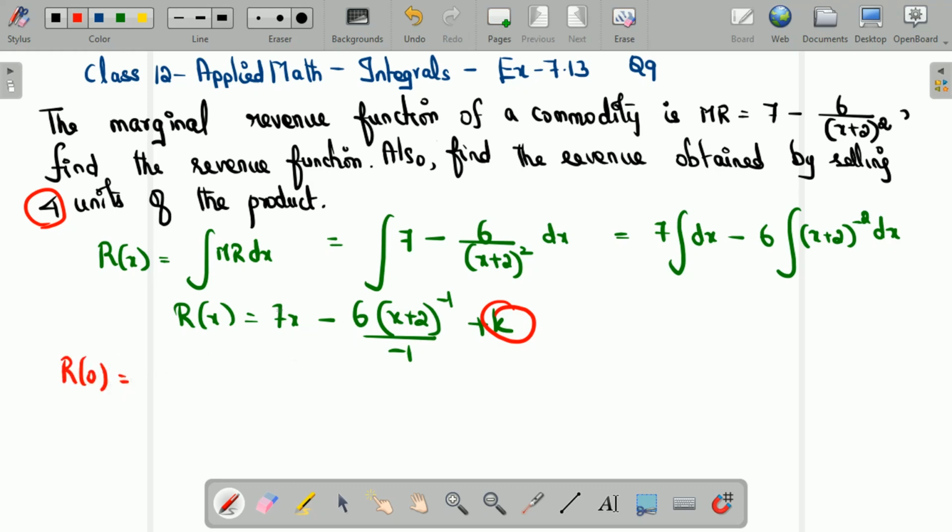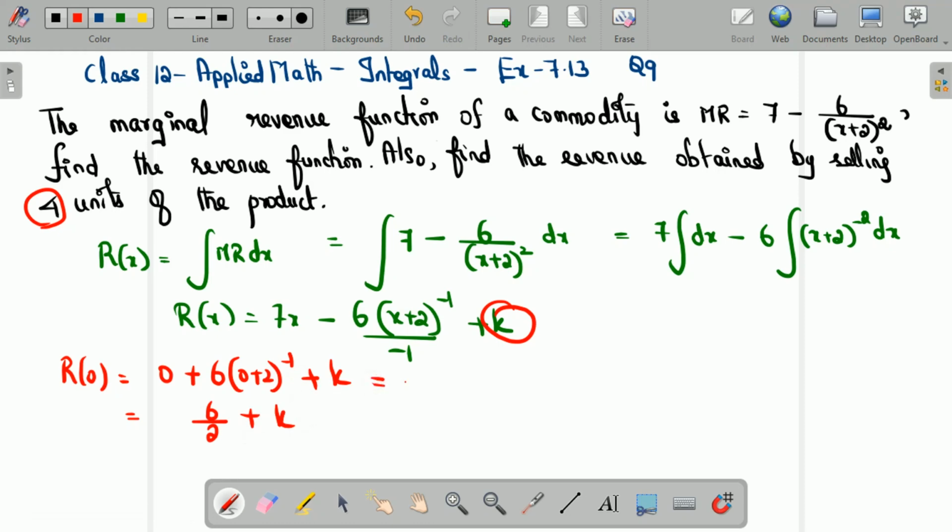Why? When x is equal to 0, this function is going to actually return a value. So this is 0 + 6 times (0 + 2)^(-1), which is nothing but 6 by 2. Then there is a plus k. So this is going to be k + 6/2.